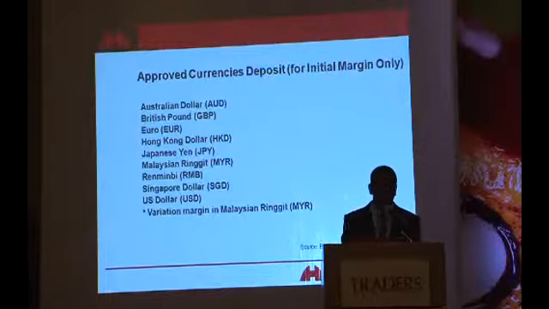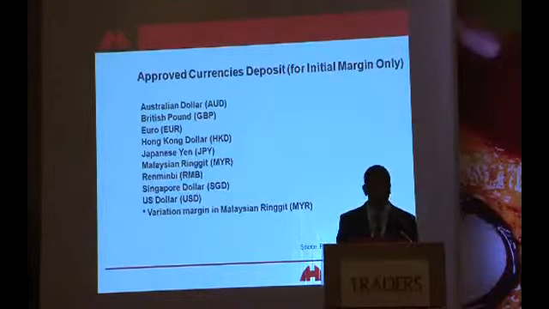These are only for initial margin. But for variation margin, say you are holding a position and you are having certain floating losses, that variation margin must be in Malaysian ringgit. So whatever deposit that you have for your initial margin, some of it may be converted into Malaysian ringgit for use as variation margin.